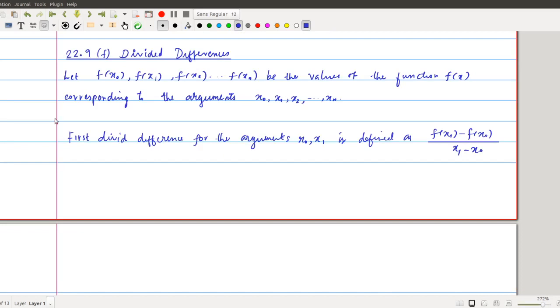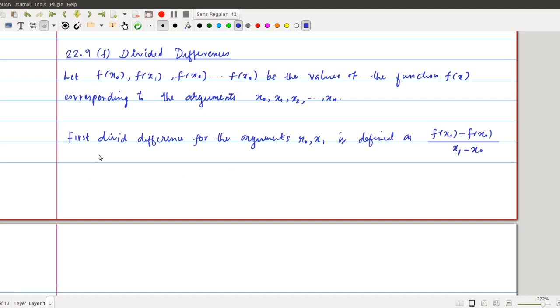So this is defined as: let f of x naught, f of x1, etc., f of xn be the values of the function f of x corresponding to the arguments x naught, x1, x2, etc., xn. Then we define the first divided difference for the arguments x naught, x1. Okay, so in contrast to the previous case, we pass arguments x naught and x1 to get the divided difference formula. This is defined as f of x1 minus f of x naught divided by x1 minus x naught.